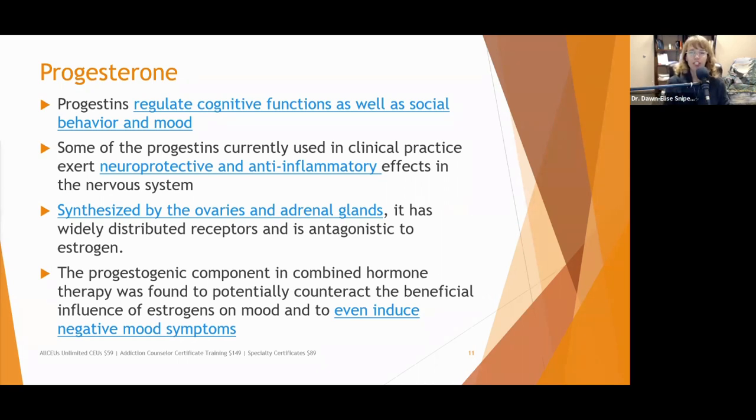The progestogenic component in combined hormone therapy was found to potentially counteract the beneficial influence of estrogen on mood and even induce negative mood symptoms. So like I was saying earlier, using combined hormones tends to have worse effects, according to the research, on people's mood and cognitive abilities. That's something for the woman to discuss with her prescribing physician, but it is something to pay attention to, and it's one of the reasons why it is important.